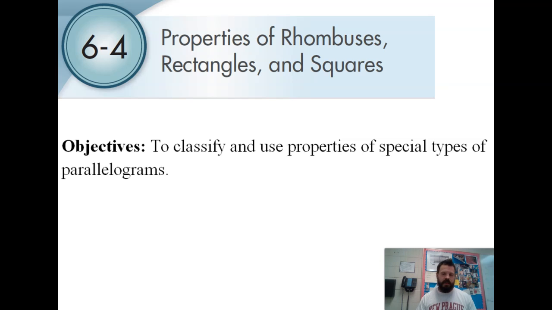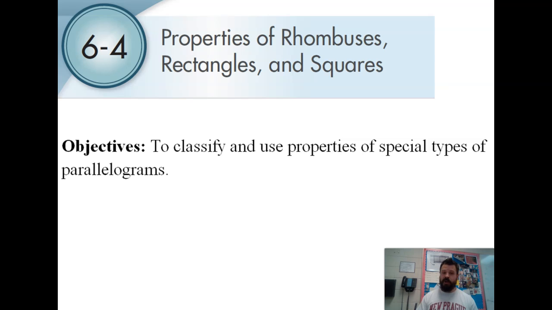Welcome back, everybody. Continuing Chapter 6 today with Lesson 6.4. We're talking about properties of rhombuses, rectangles, and squares. Chapter 6 overall is about polygons, figures with straight edges. We began by giving you properties of polygons in general. Next, we moved on to some specific types of polygons, parallelograms, and gave you properties of those. Now, today we're going to move on to some specific types of parallelograms: rhombuses, rectangles, and squares.